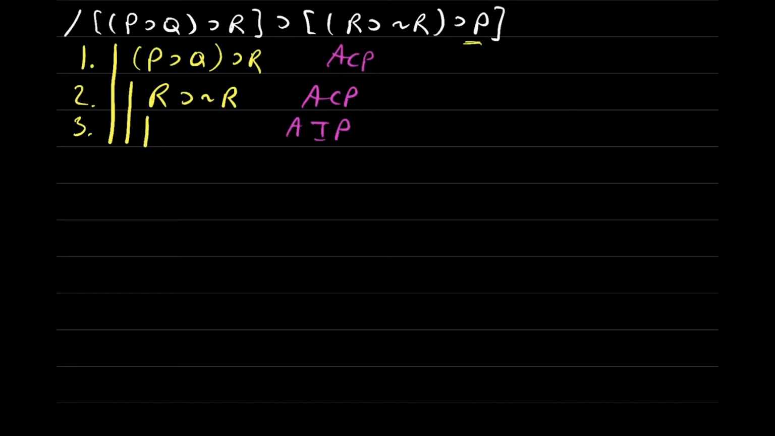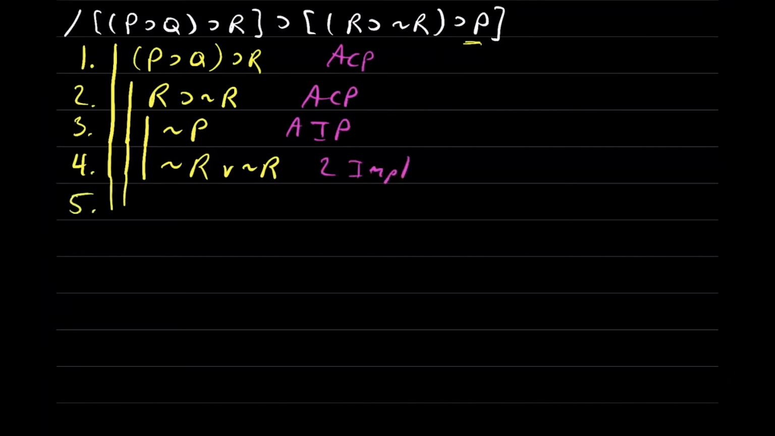There we go. We're going to assume not P and try to show that that leads to a contradiction. Okay, let's see what we're working with. Line 2 says R implies not R, and by implication, that's equivalent to not R or not R. So that's line 2 by implication. And of course, when you have something or itself, you can get rid of that disjunction using the tautology rule.